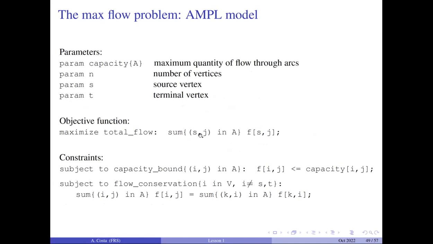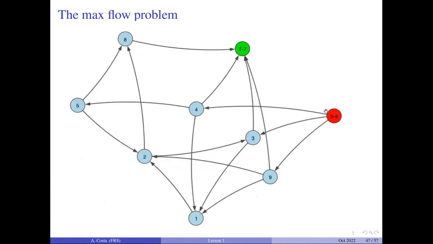You see, we are summing the flow Sj, where S is the source. So we are summing the flow going out from S: S4, S3, S9.